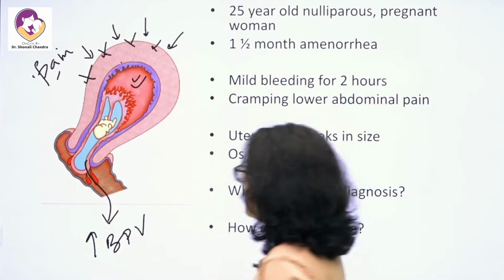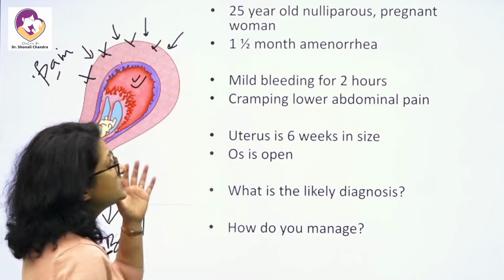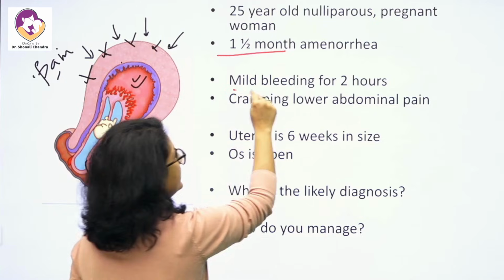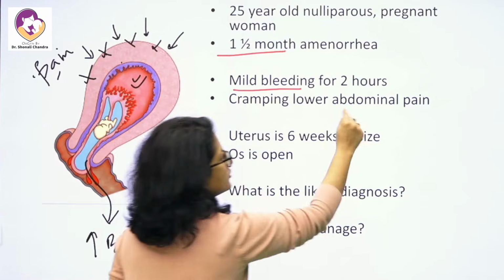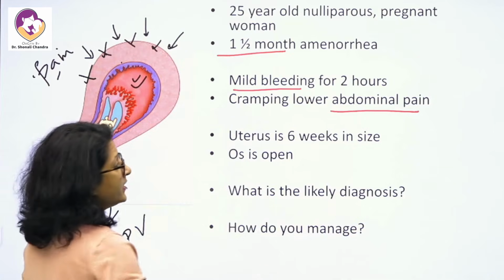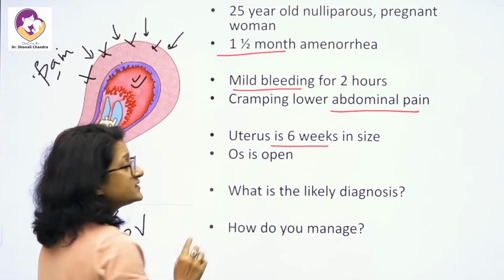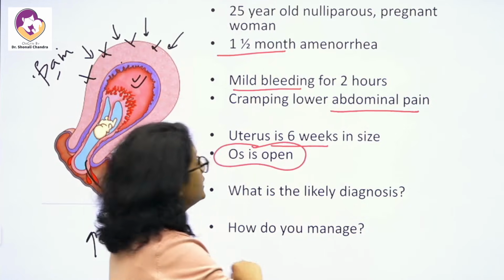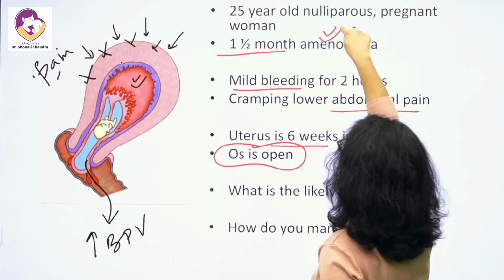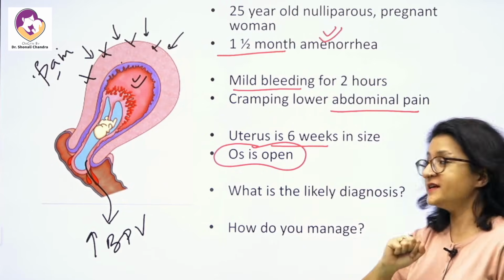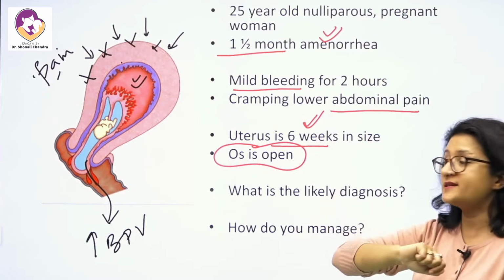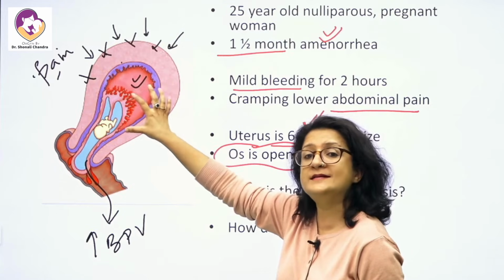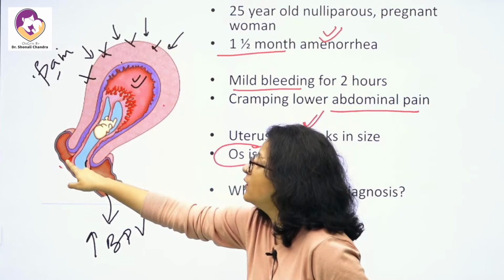Okay, so moving on. As we can see here, there's a 25-year-old woman, again the same situation, 1.5 month amenorrhea, bleeding is mild for 2 hours. Now she has cramping abdominal pain as well. The uterus is 6 weeks. What is different here? Remember friends, the os is open. So yes, the period of gestation does correspond with the uterus size, but the os is open, meaning that the contents are all still inside, only that the os is open.